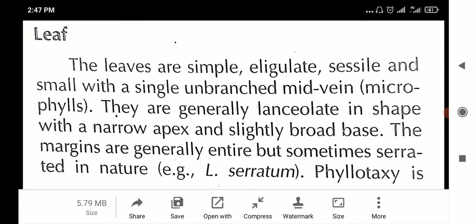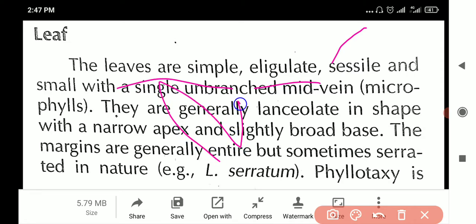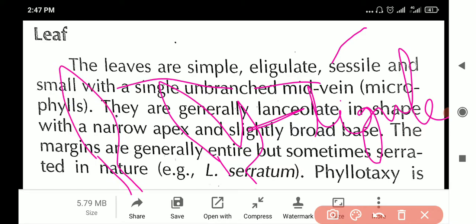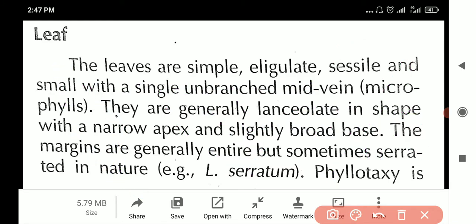The leaves are simple, eligulate. When we do Selaginella, you will find that every leaf has something like this, known as a ligule. But in Lycopodium, the leaf is just like this. There is no ligule. So it is simple without ligule.